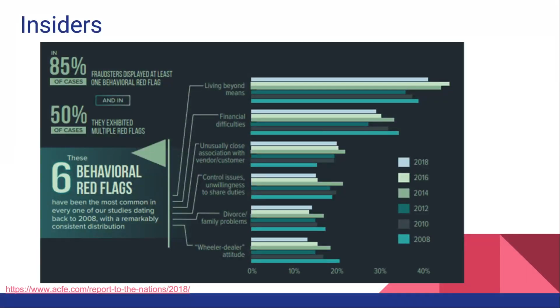Okay, so this is an infographic that shows you in 85% of cases, fraudsters displayed at least one behavioral red flag. What do we mean by that? So if the company does a good job to monitor and check employees on their well-being, their status in life, and their interactions in the company, you can basically have red flags so you can deal with them properly to avoid incidents, right? So what are the six behavioral red flags?